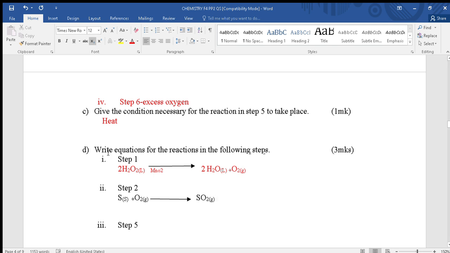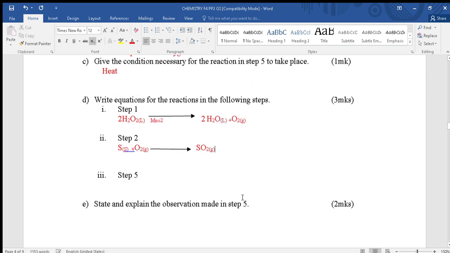And ensure that this equation is balanced. So sulfur on this side is 1, sulfur on this side is 1, oxygen on this side is 2, oxygen on this side is also 2. So our equation for this particular one is balanced. Remember, a chemical equation must be well-written and must be well-balanced. We go to step 5.